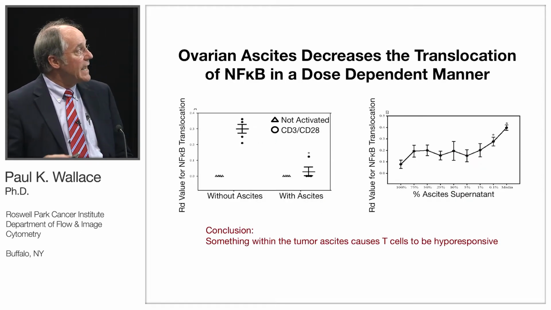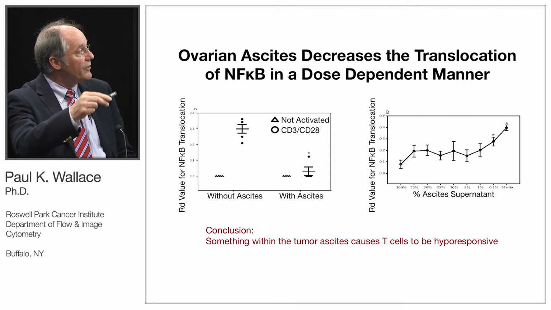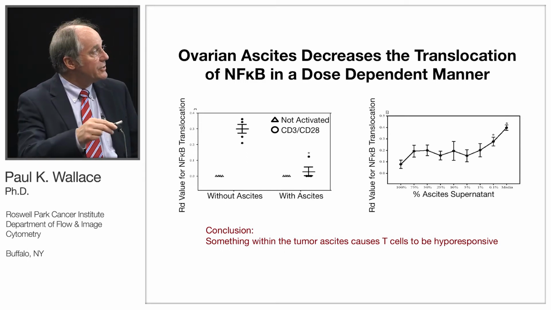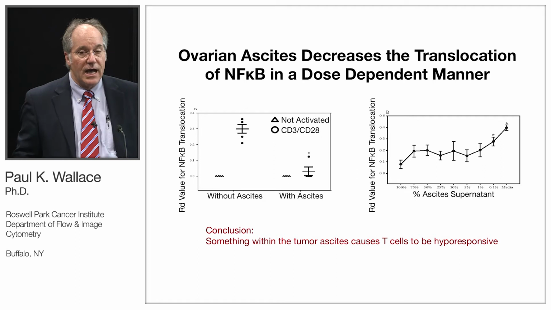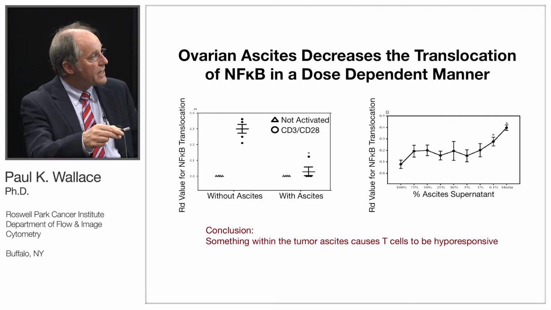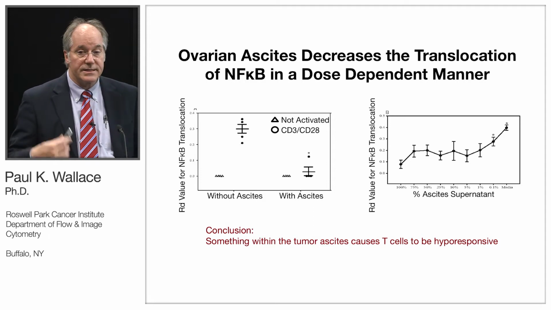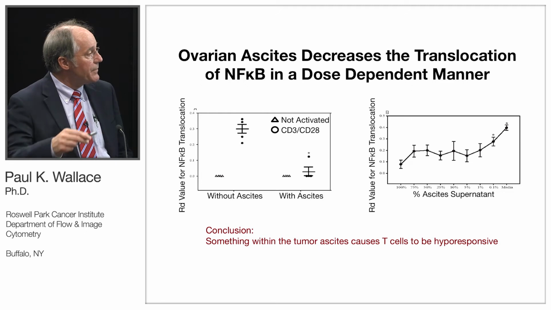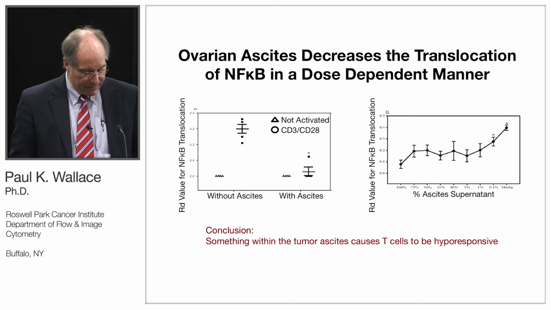Okay, so without the ascites, we have a nice similarity score here. If we add ascites from these tumors to normal peripheral blood cells, you see that there is a dramatic inhibition. That's actually titratable to some extent: by adding in more ascites and then titrating it out, you can see that you basically get that loss. So it's a titratable effect, and it's clearly associated with the ascites. Something within the tumor ascites is causing T cells to be hyporesponsive.